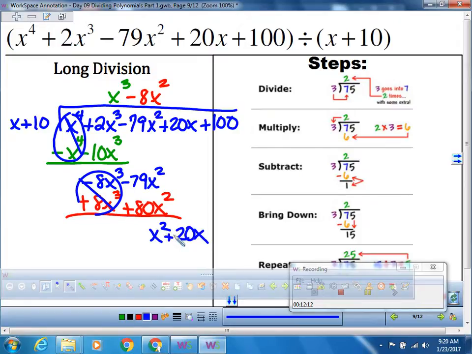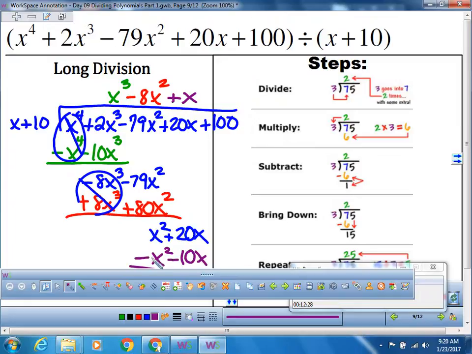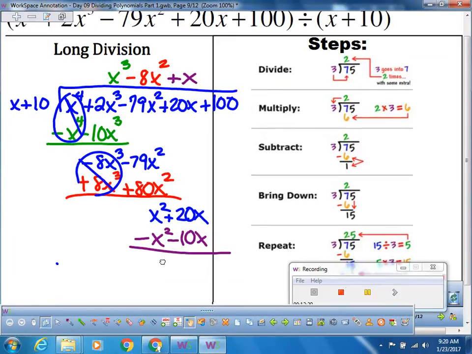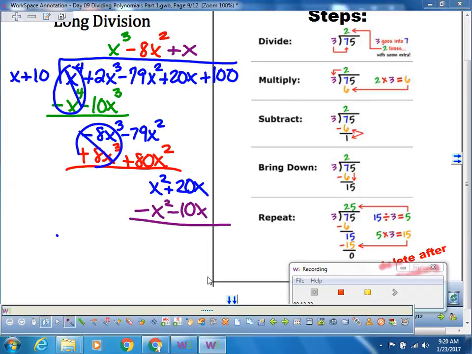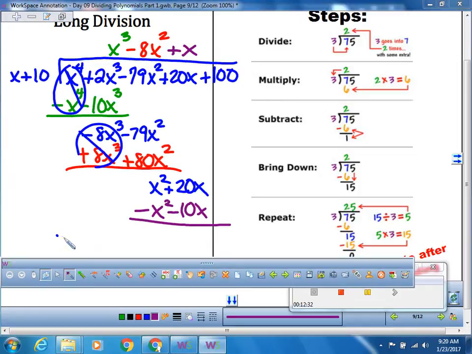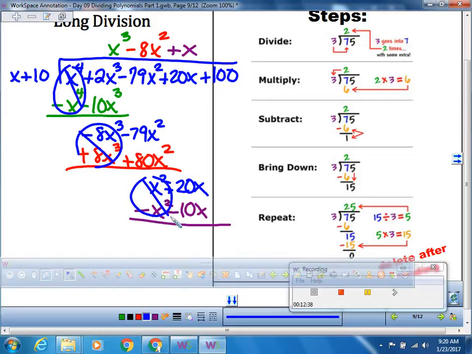X goes into x squared, x times. So let's do x times 10 is 10x. X times x is x squared. Draw the line, change both of the signs. Well, you're not supposed to be writing it at the same time as I am. Then I wouldn't be going too fast. This gets canceled. 20 minus 10x is positive 10x. Bring down the 100. Bless you.